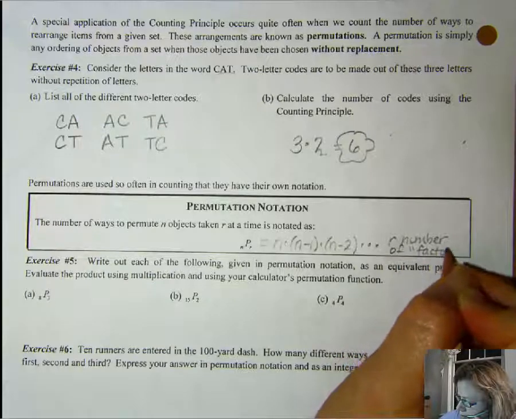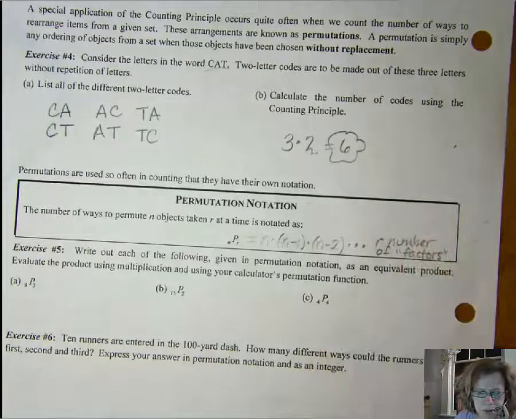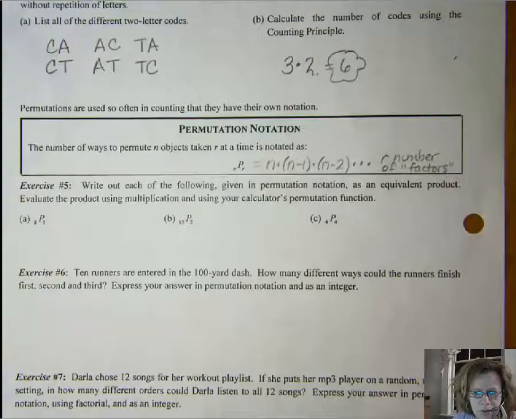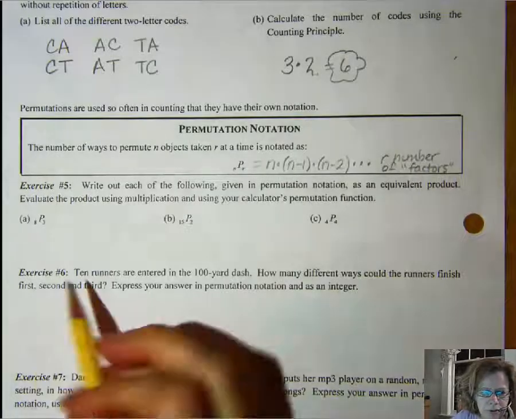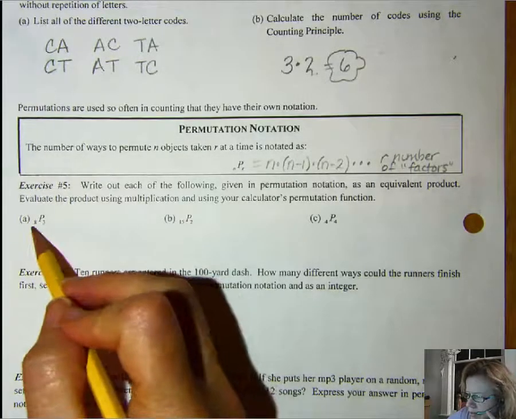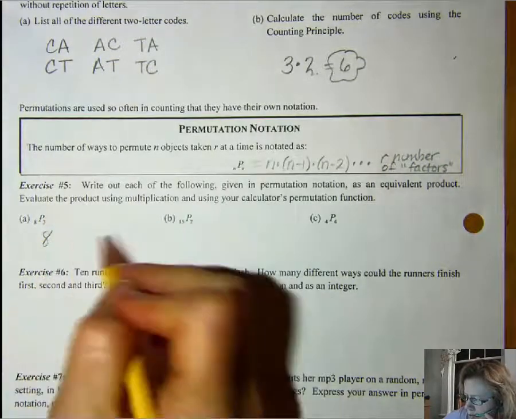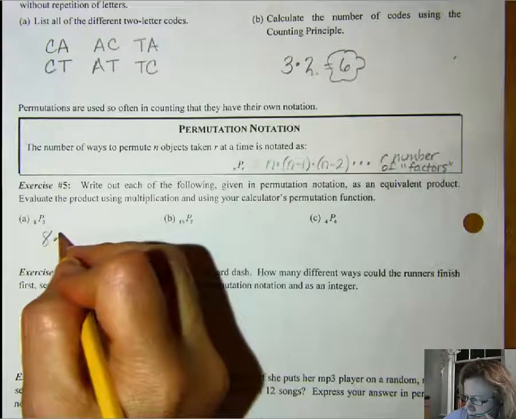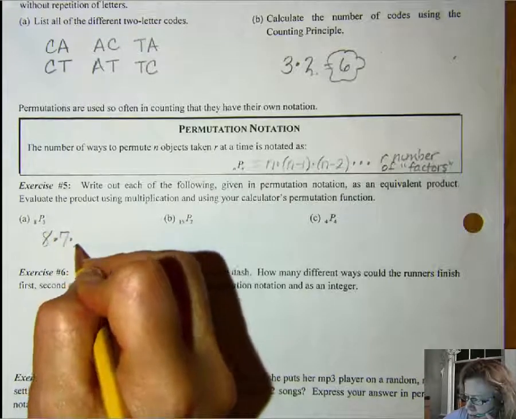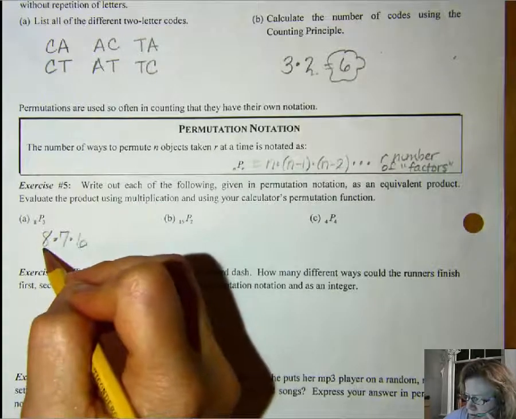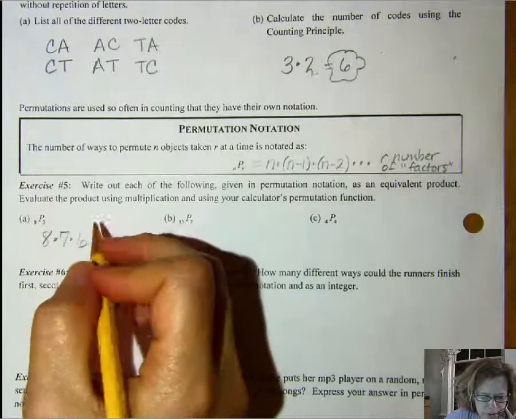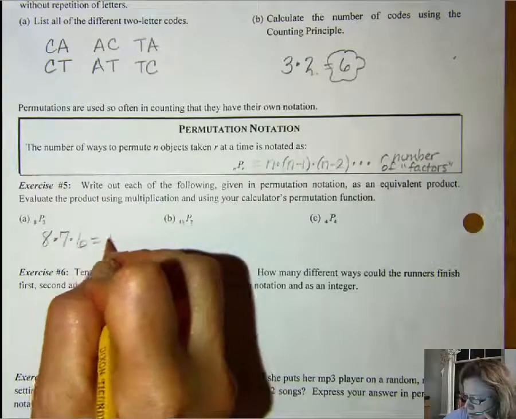If you don't understand what that means, just watch these next 2 problems. So we're going to write out each of the following and evaluate them. 8 permutated with 3. That means we start with 8, and we multiply down 1 for 3 factors. So times 7 times 6. Start at 8, go down 1, 2, 3 factors. 8 times 7 times 6 is 336.